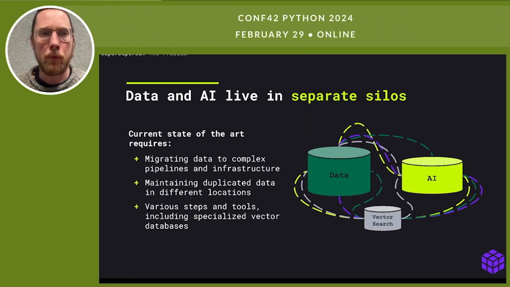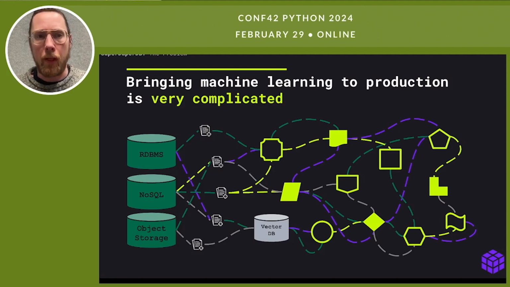So a fundamental problem is that data and AI live in separate silos. Current state-of-the-art methods for productionizing AI require a lot of data migration into complex pipelines and infrastructure. That means maintaining duplicated data in multiple locations, and also various steps and tools, including specialized vector databases. So, as a result, bringing machine learning to production and AI is very complex.